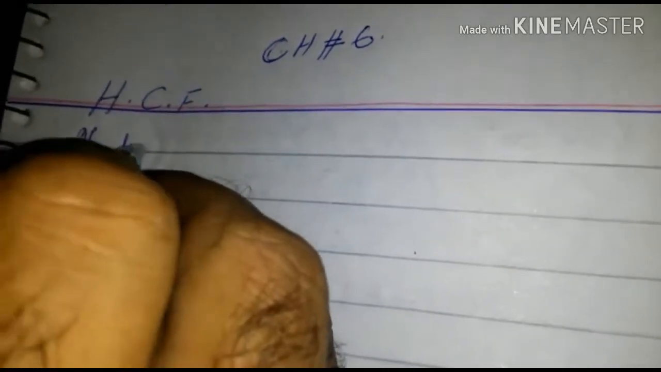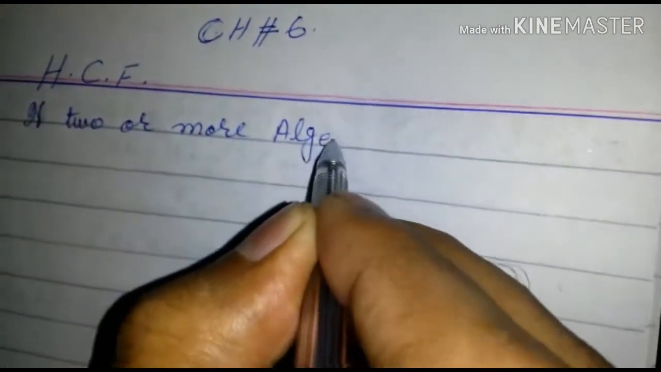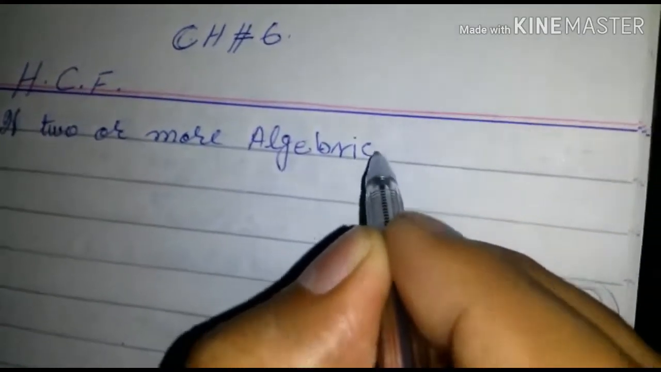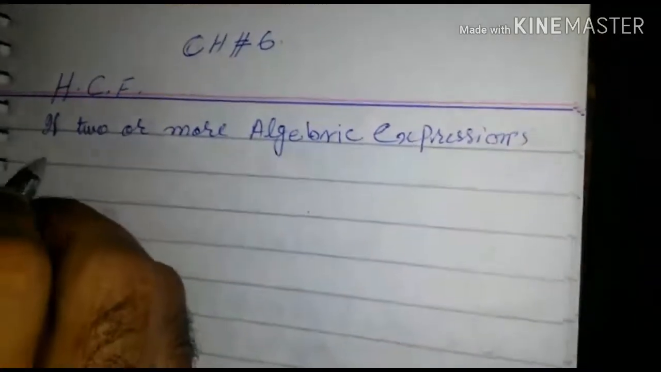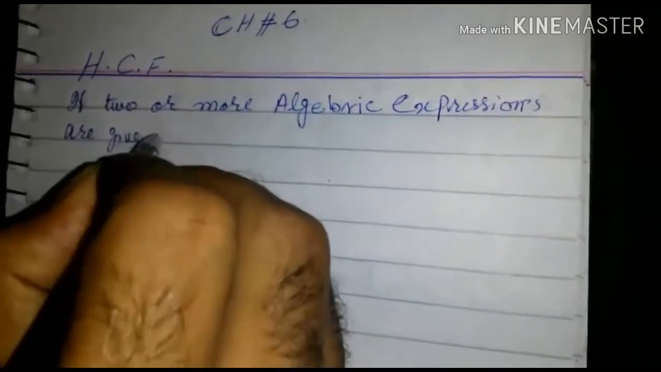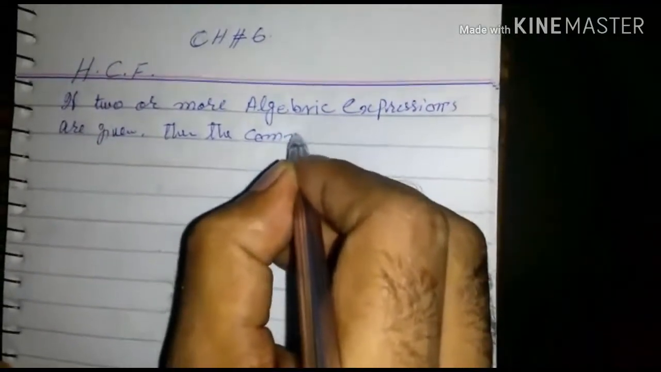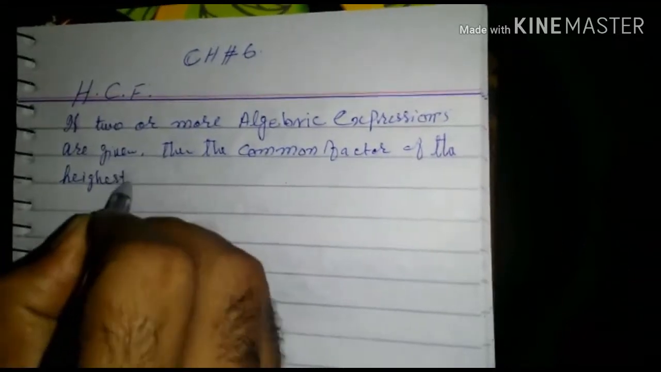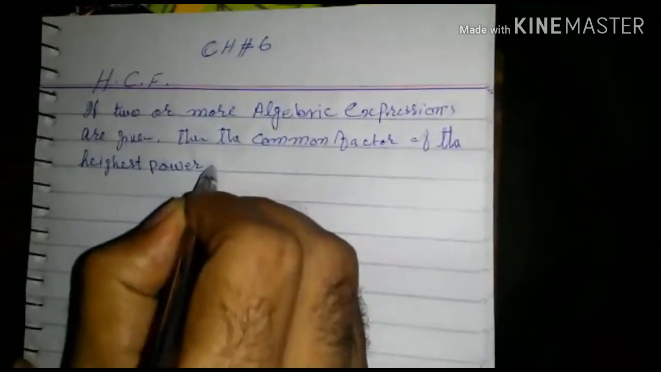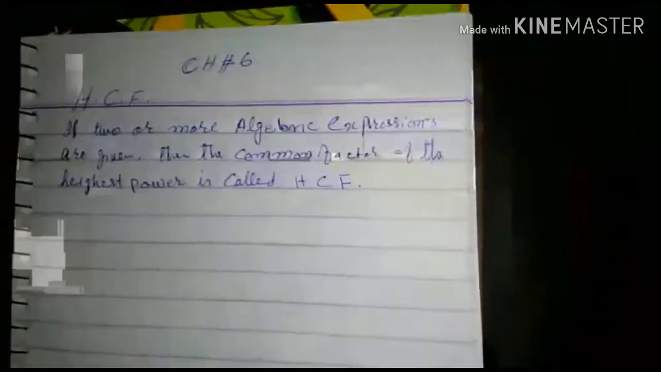If two or more algebraic expressions are given, then the common factor of the highest power is called HCF or highest common factor.